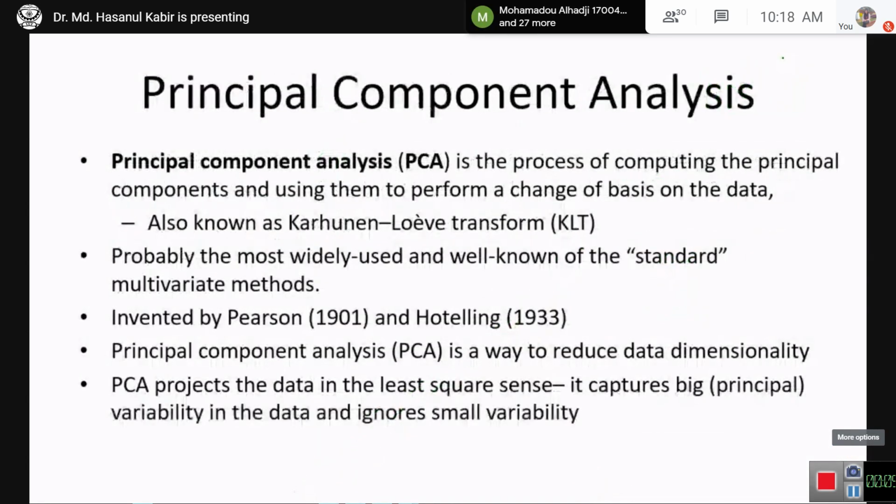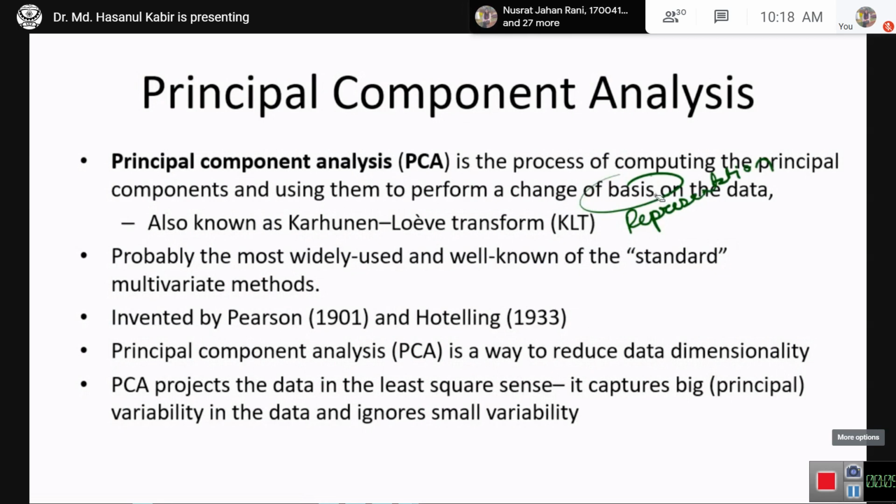So PCA is a process of computing the principal components. As I have said earlier, we want to find the principal components, and later we will use these principal components to change the basis of the data. The basis of the data means basically we'll change the representation of the data.